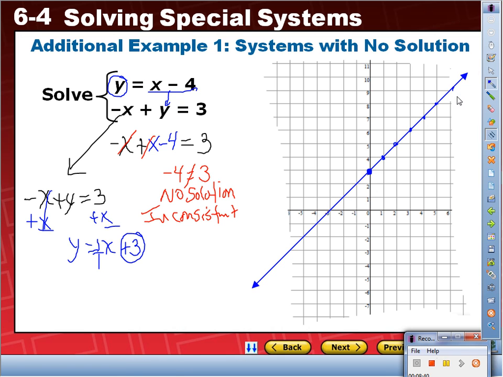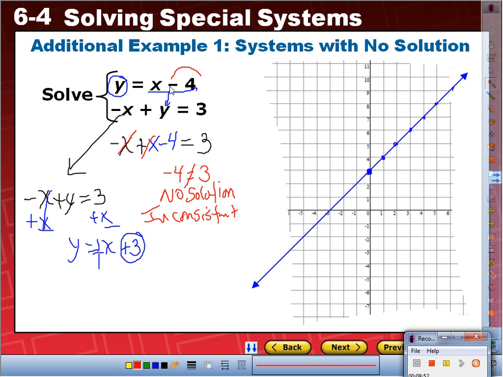Okay, I already graphed the first one. Now let's graph the one that was already solved for y. What information do I need to get started? Negative 4, which is my y-intercept. So I'm going to go to negative 4. There it is. What is our slope?